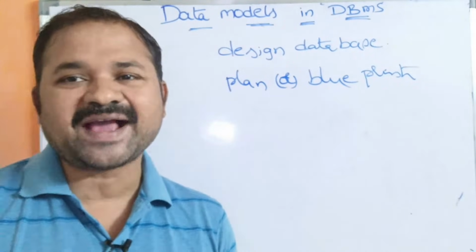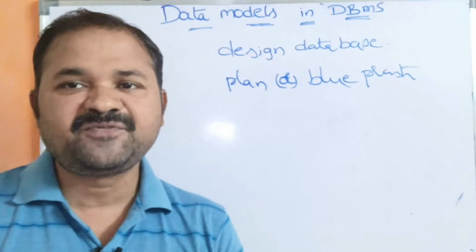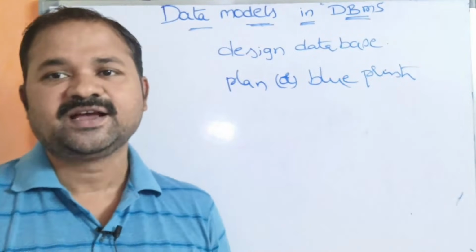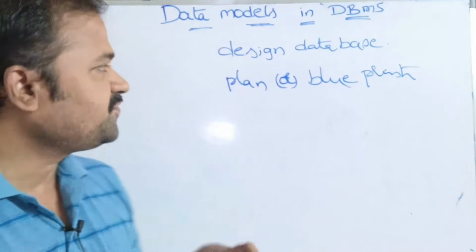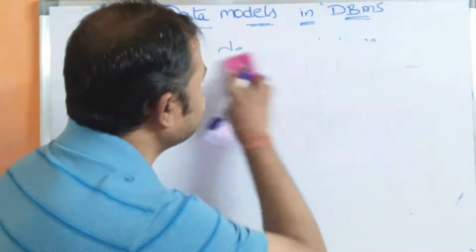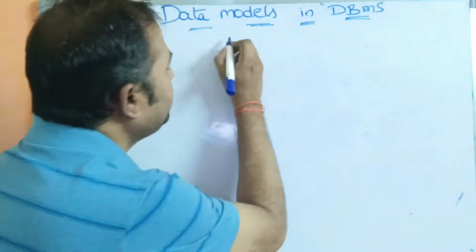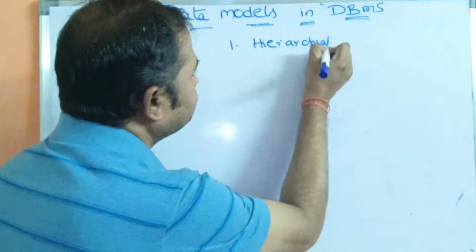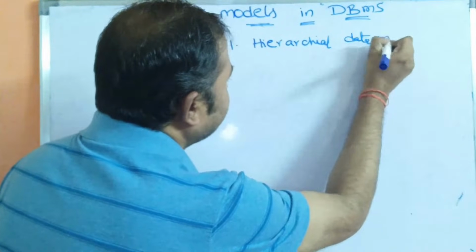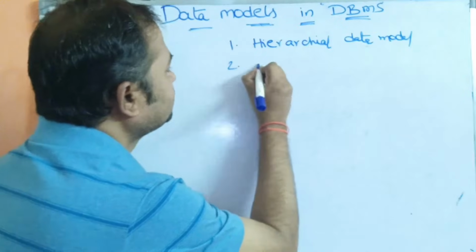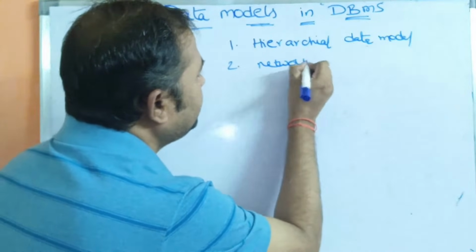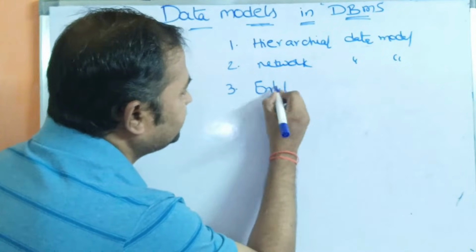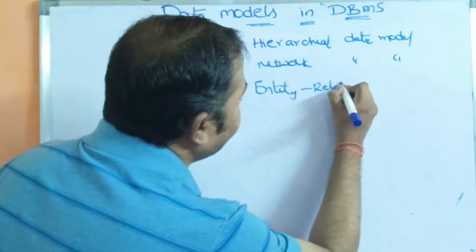Before actually implementing the project or the database, first we have to design the database, and after that it should be implemented. We have different types of data models. The first one is the hierarchical data model. The second one is the network data model. The third one is the entity relationship model.